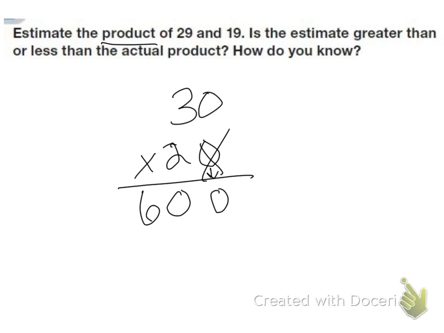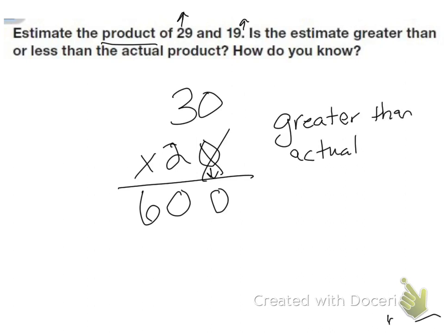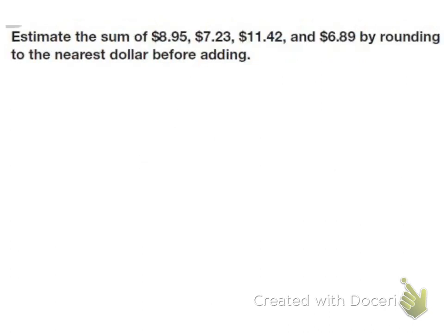So since I rounded both 29 and 19 up, that means that my estimate is going to be greater than my actual number, or the actual answer, because I rounded both of those numbers up. All right, on this next problem it says estimate the sum of $8.95, $7.23, $11.42, and $6.89 by rounding to the nearest dollar before adding.